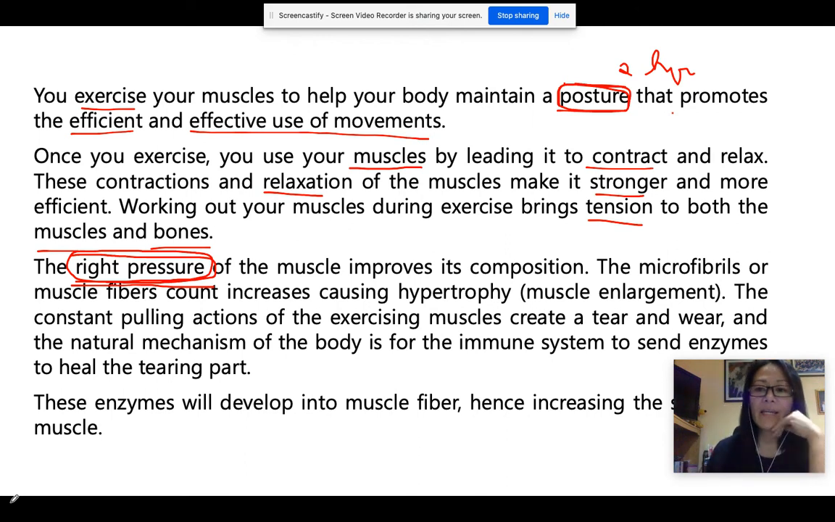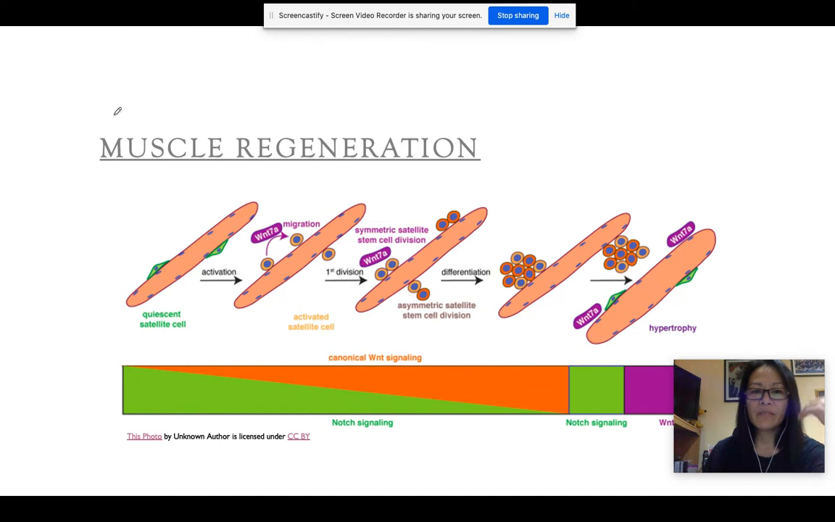Okay? The microfibrils, yung fiber kanina nakita ninyo, or the muscle fibers count increases causing hypertrophy or muscle enlargement. The constant pulling actions of exercising muscles create tear and wear, and the natural mechanism of the body for the immune system is to send enzymes to heal the tearing part. These enzymes will develop into muscle fiber, hence increasing the strength of the muscle. You will see a video later that will explain this one. Okay, muscle regeneration. Okay, let me show you this video.